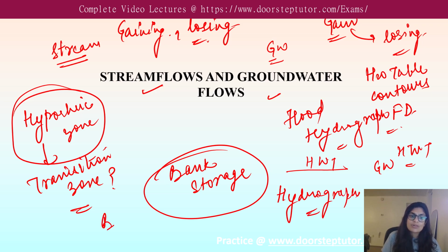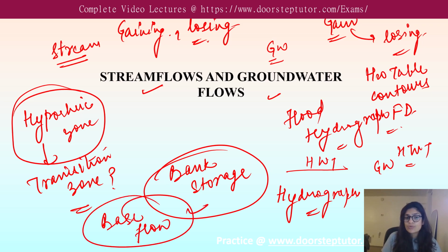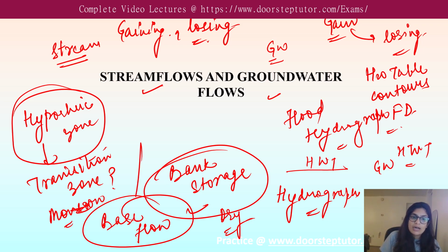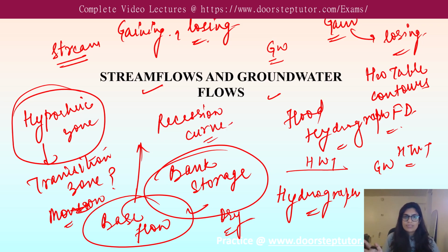We'll discuss the basic base flow, which you need to know, if you are in dry conditions, if we are talking about the arid regions, or if you're talking about the monsoon seasons, how this base flow is going to vary. Then after we have discussed the base flow, I'm going to discuss the recession curve as well. So let's start this lecture and understand all these terms.